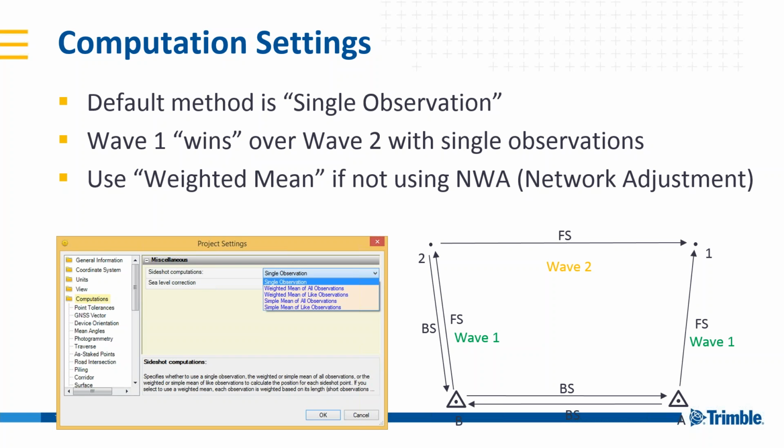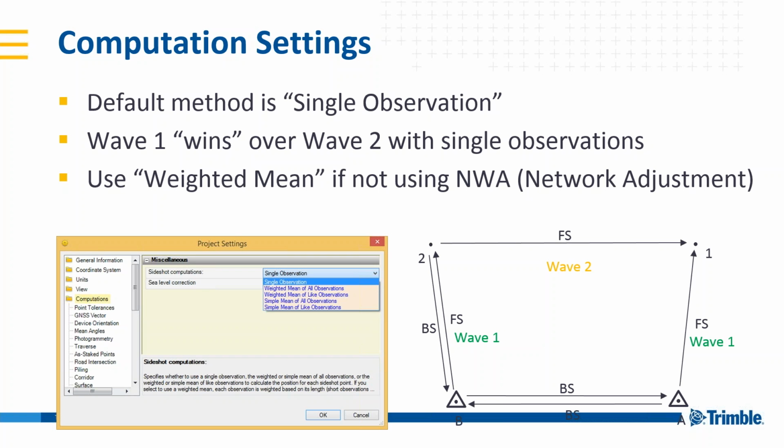If we have used a weighted mean of all observations or weighted mean of all like observations, the wave 2 would be taken in consideration as well, and the weighting would be done based on the distance or the length of the vector. So the all observation just means if you have a mix of GNSS, RTK, and level, that will do the weighted mean of all. If you have total station or GNSS only, then you can decide to use weighted mean of all like observations. That's the difference there.